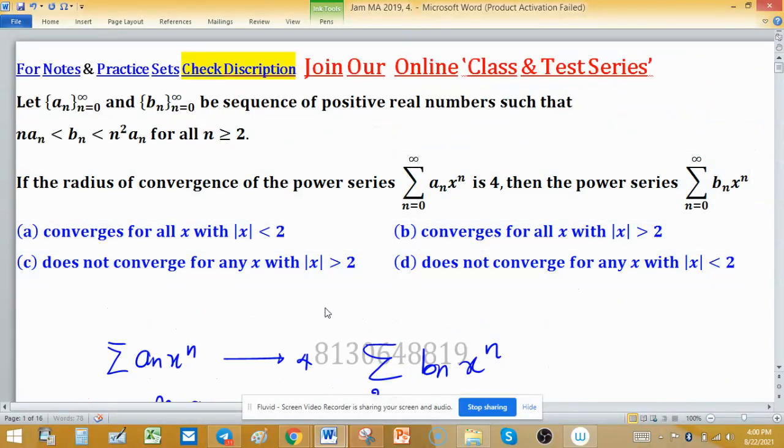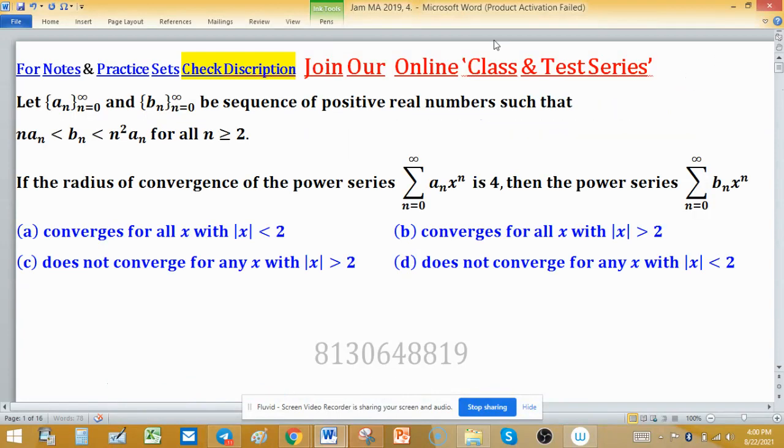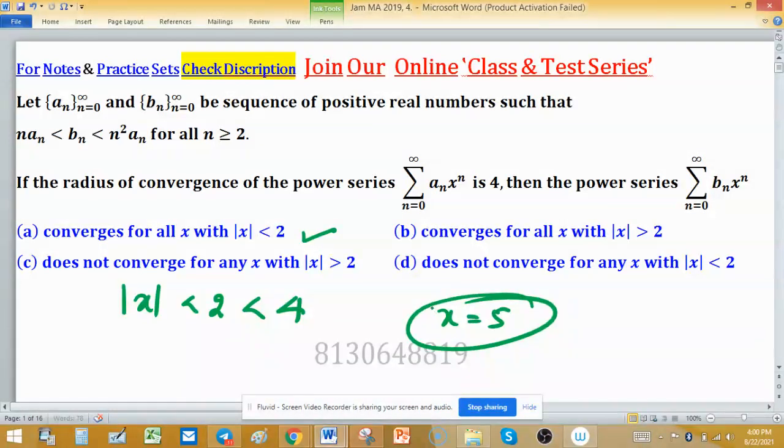So what we have in the options: as you can see in option A, the series will converge for mod x less than 4, because 2 is less than 4. So option A is true. In option B, converge for all mod x greater than 2. If I choose x equal to 5, then this series will not converge. So option B is discarded.